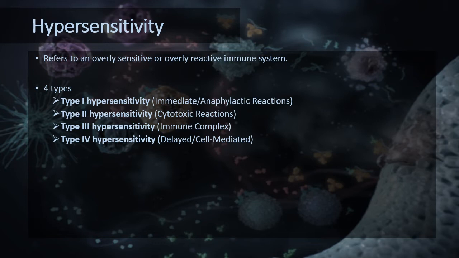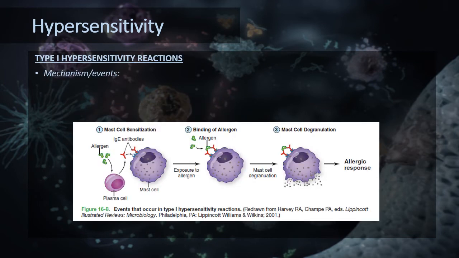Hypersensitivity, by the word itself, refers to an overly sensitive or overly reactive immune system. So we have four types, and we will elaborate each type and give examples in the next slides. First we have here the type 1 hypersensitivity reactions. Let us first discuss the mechanism or events happening in this type of reaction.